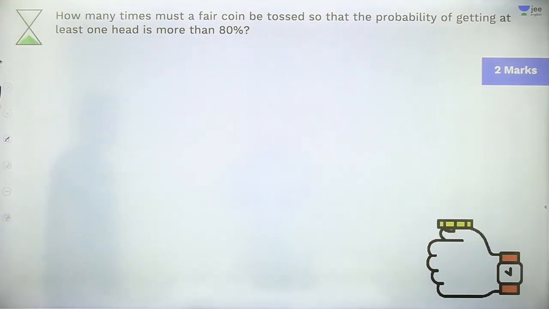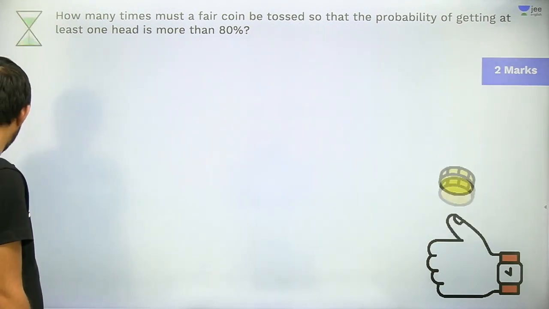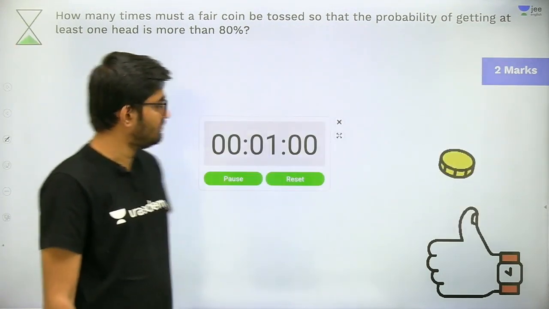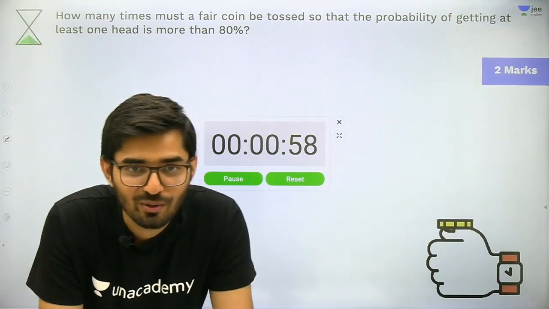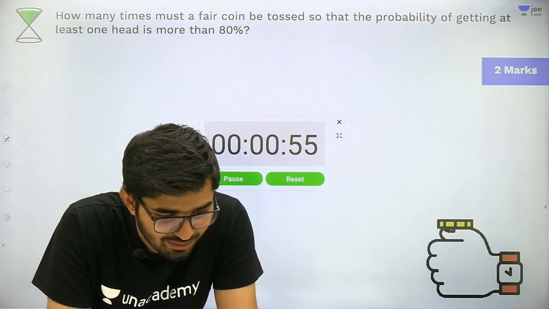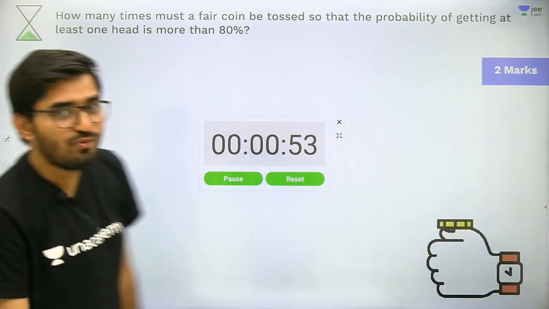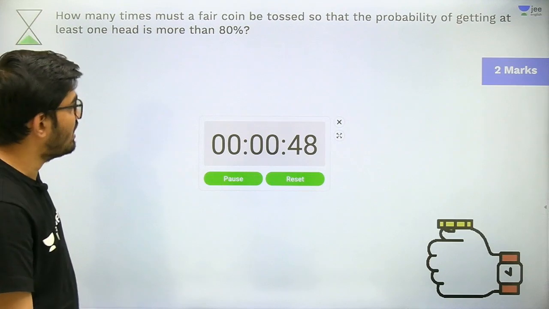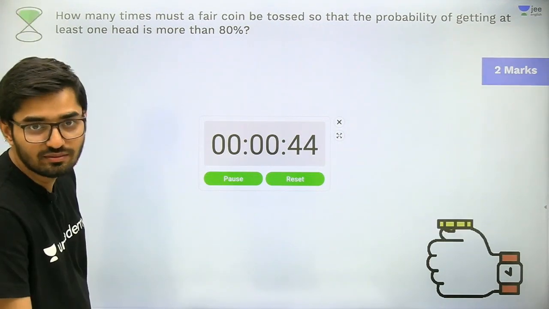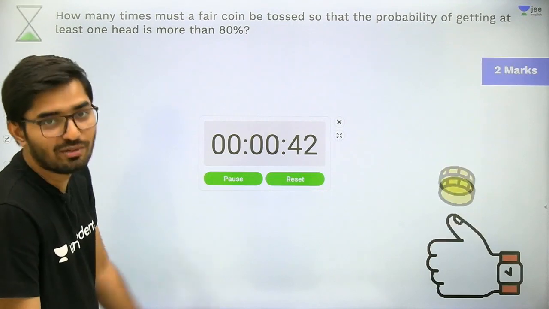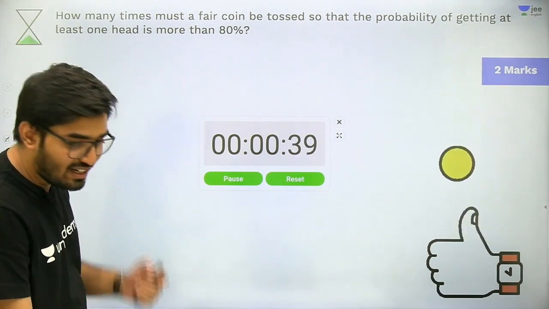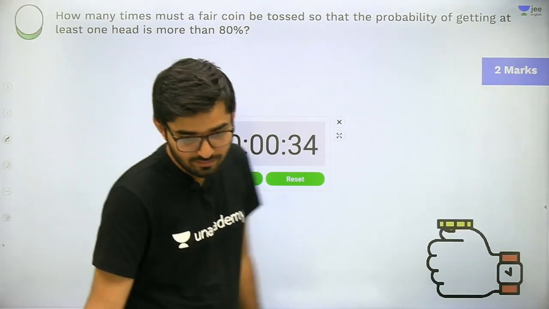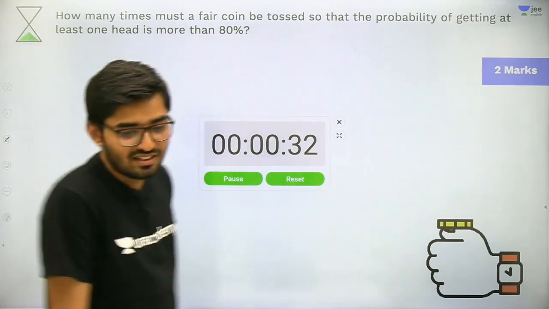Try this question first. Let me give you some time also. 1 minute. 2 mark question, 1 minute. Let's see if anybody is able to answer. We have to find the value of n, like how many times we should toss the coin so that the probability of getting at least one head is more than 80%. Interesting question for 2 marks. Anyone? Try.